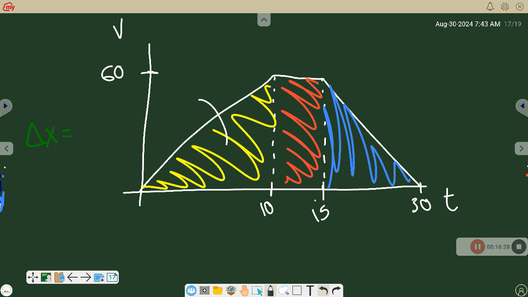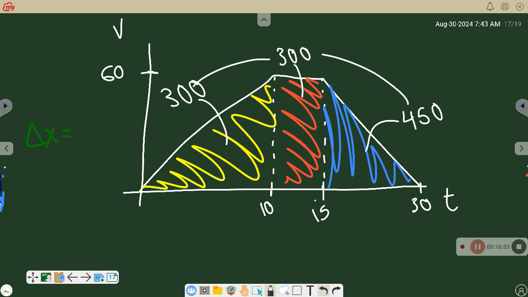So check it out. This triangle right here, we have base 10, height 60, so the area will be 300. The rectangle here, base 5, height 60, we're going to have an area of 300. This triangle over here, base 15, height 60, the area will be 450. So now we're just going to add these three numbers together, and we are going to end up with our total answer. It's the area under the graph, as well as the displacement that this object experienced of 1,050 meters.